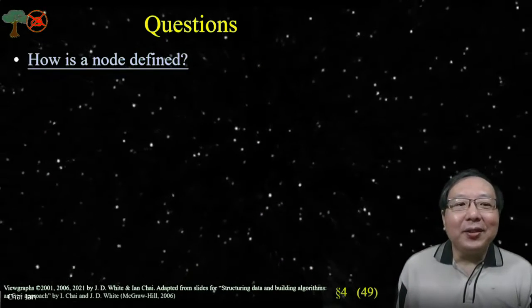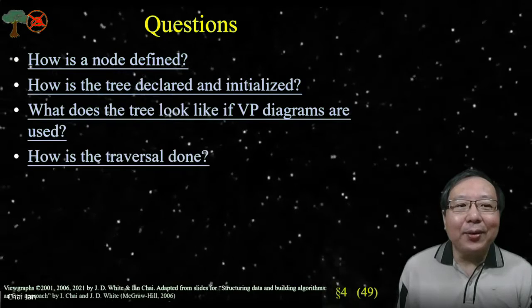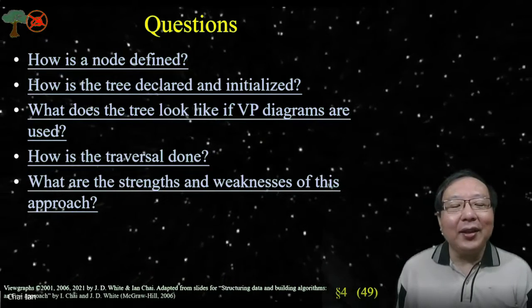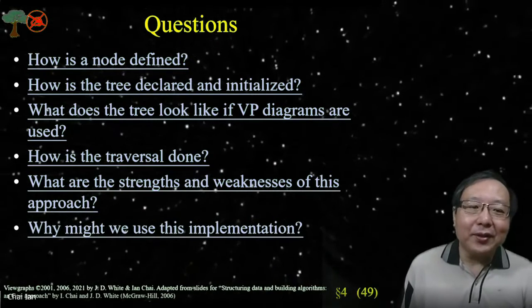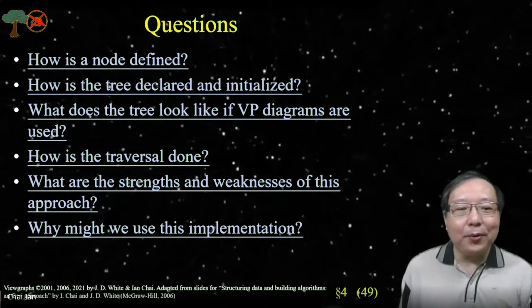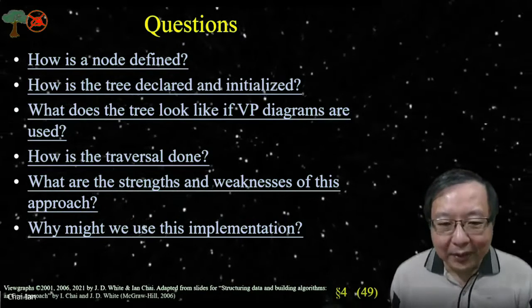Okay, so let's look at the questions. How is a node defined? How is a tree declared and initialized? What does the tree look like if VP diagrams are used? And how is the traversal done? And what are the strengths and weaknesses of this approach? And why might we use this implementation?